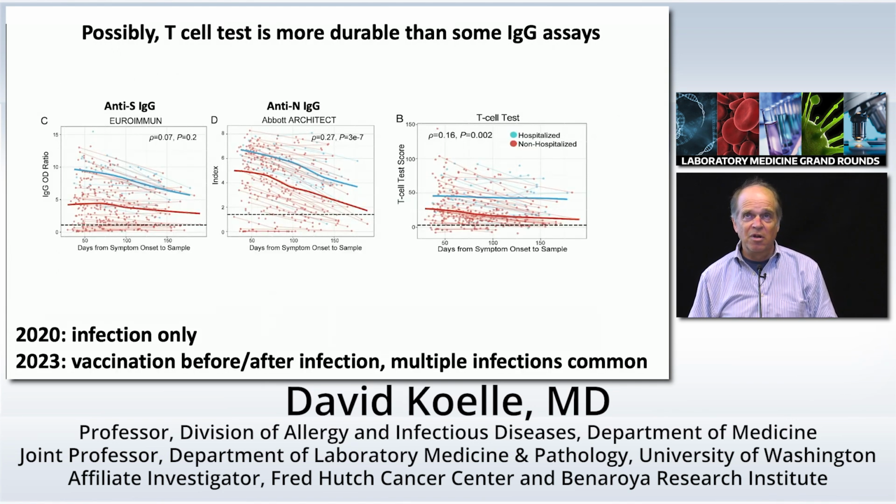And in terms of durability, this was early data. The anti-S and anti-N levels were sort of drooping with time. The red lines are the non-hospitalized. Things looked a little bit flatter for the T-cell data, but this was all passé after about December 2020 when everybody started getting vaccinated. So now we're in an era of hybrid immunity.